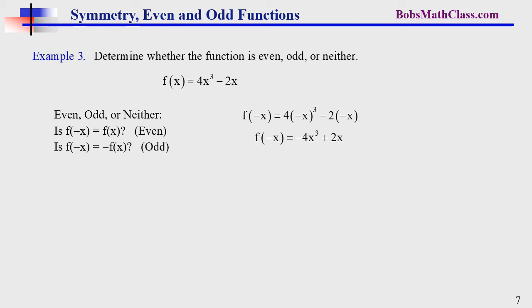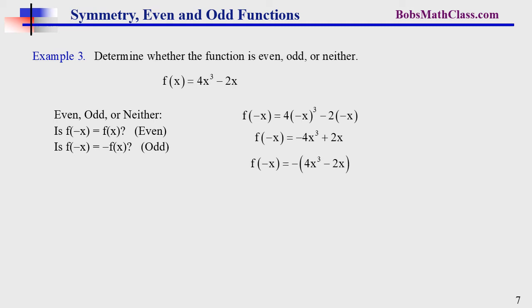So is it the same as what we started? No. So we know it's not even. Our only hope is to see if we could factor out a negative so that we get a negative in front of the same function. So factor out a negative on the right. I know we could factor out a negative 2, actually a negative 2x, but we don't want to do that. We just want to factor out the negative. So if you divide each of those terms by negative, each sign will change inside the parentheses. That's what we get: negative 4x cubed minus 2x.